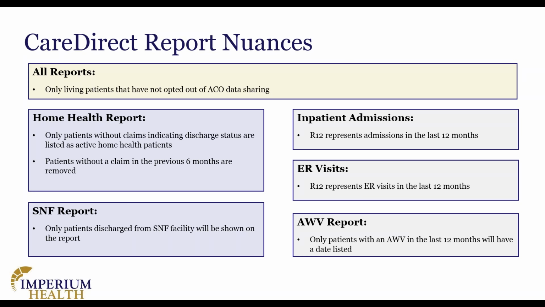The SNF report is going to show patients that have been already discharged from a skilled nursing facility. The inpatient admissions and ER visits reports are going to show admissions and ER visits in the last 12 months. And the annual wellness visit report is going to show all patients, but it's only going to list dates of annual wellness visits if they've occurred within the last 12 months.